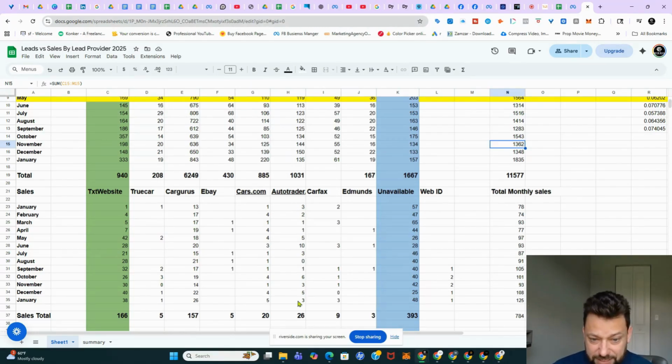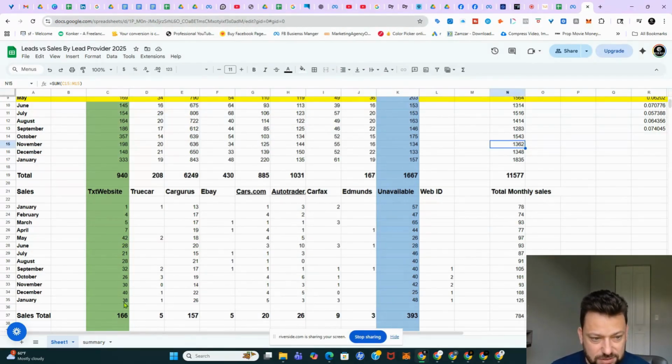Auto Trader was 3 against 3. Carfax was 2 against 3. And again, the growth representing 1, 4, 5, 7. We started with this dealer in May, and currently it's 38. So the growth happens immediately, right?